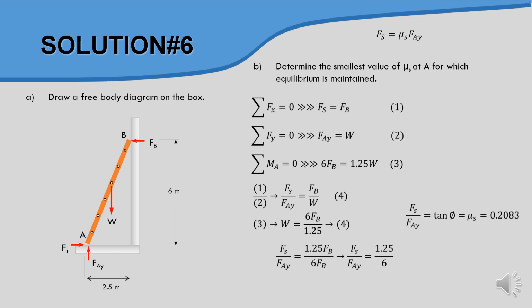Actually, Fs divided by Fay is basically tangent theta, and it is equal to mu s, and the value is 0.2083. So the minimum value of mu s is basically 0.2083.